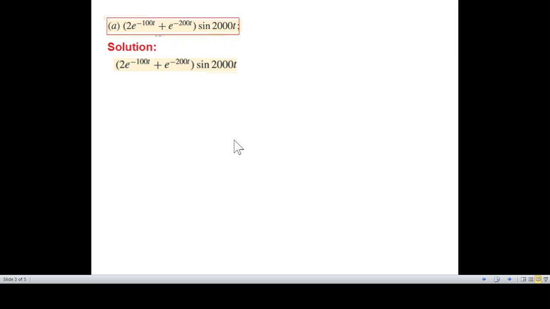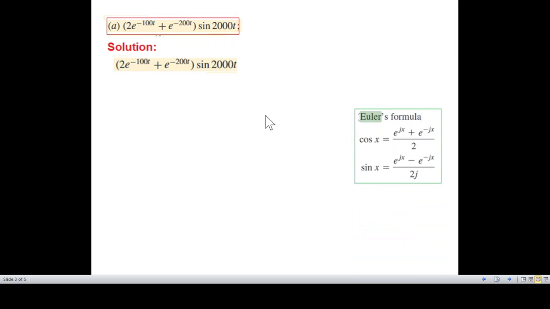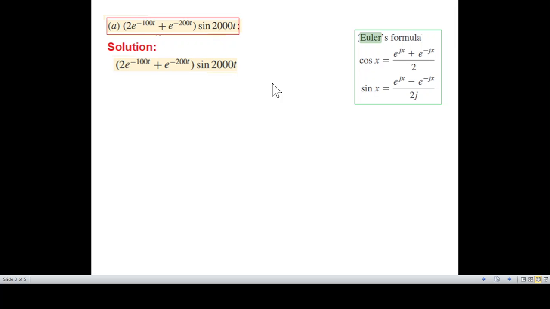The first question: these two terms are in the form of e to the power. So we have to convert sine into power of e as well. That will take Euler's formula as help. And for the sine function, the exponential form is e^(jx) minus e^(-jx) divided by 2j. So we'll use this form.